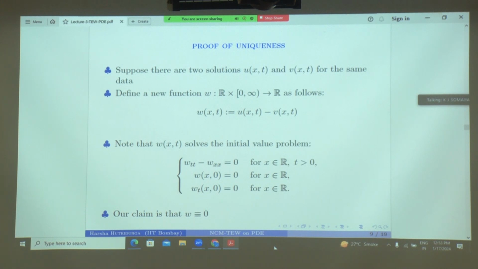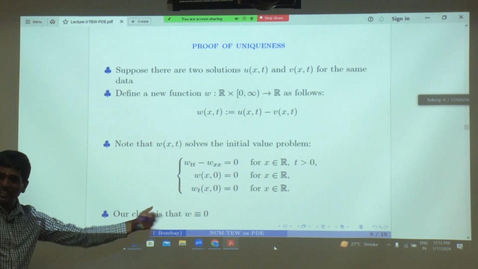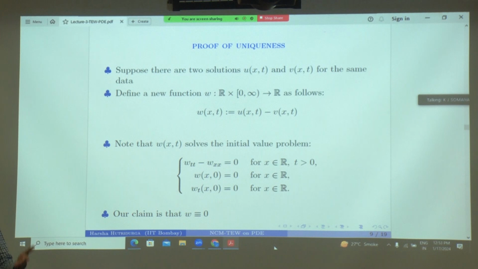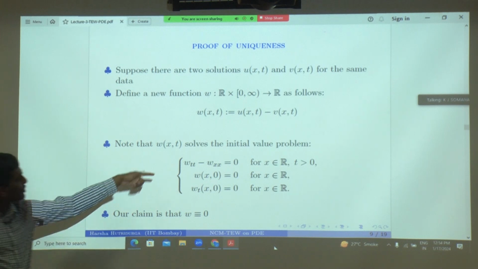Right now we are all trusting in this causality principle about the triangles. Somehow we will contradict this fellow. So we are supposed to show that w is identically 0, and w solves the wave equation.